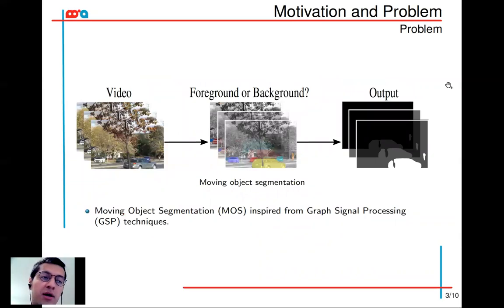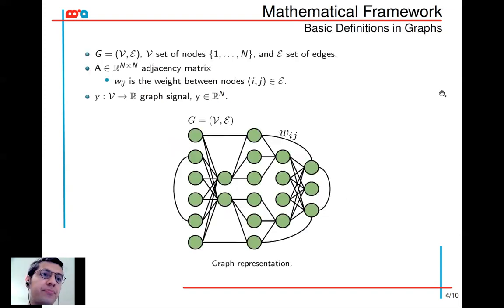The problem that we are solving here is moving object segmentation. In this problem, you have some videos and you have some frames in those videos. For example, in this frame, you have some objects that are moving and some objects that are static. So basically, at the end, the objective is to get those moving objects. In this work, we are inspired from the techniques of graph signal processing to solve this video processing problem.